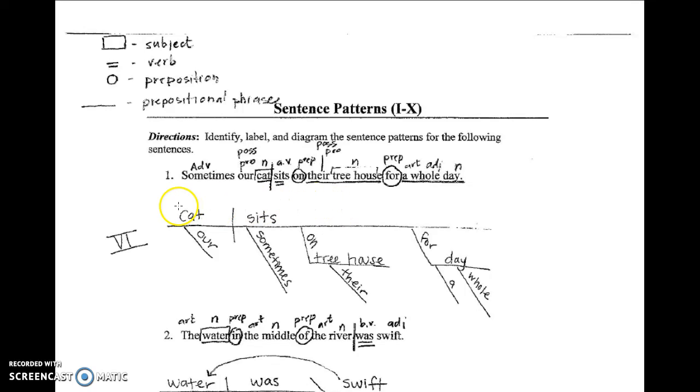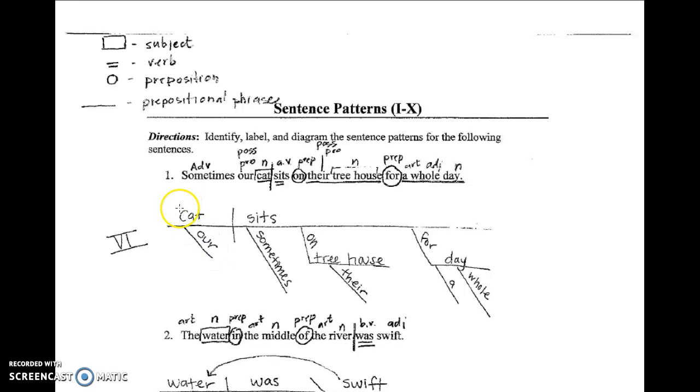But moving on to diagramming, the first thing you put in your diagram is your noun or your subject. And then on the other side of the line from that goes the verb. In this case, it's an action verb, sits, followed by two prepositional phrases. So there's no direct or indirect object, so we know that this is an intransitive verb.